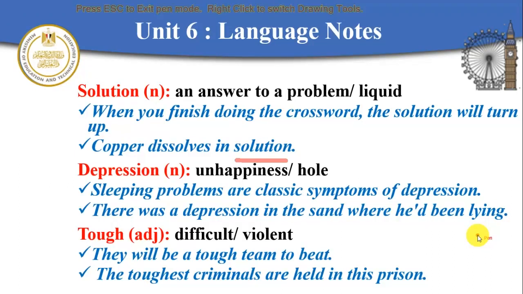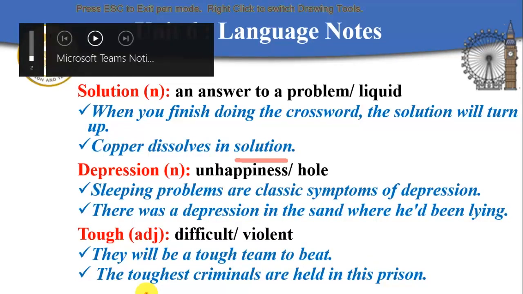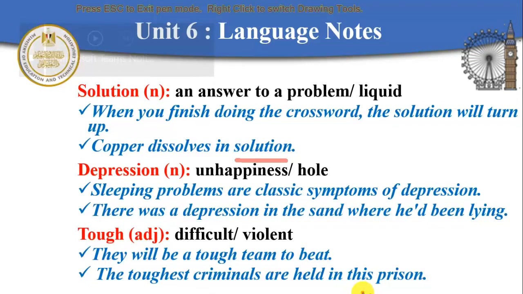So it's a depression. We have the word tough, it's an adjective, difficult or violent. They will be a tough team to beat. That means a strong one, difficult to beat. It's very strong. The toughest criminals are held in this prison. It's the most violent one. It's put in this prison forever. We have a special place for them.